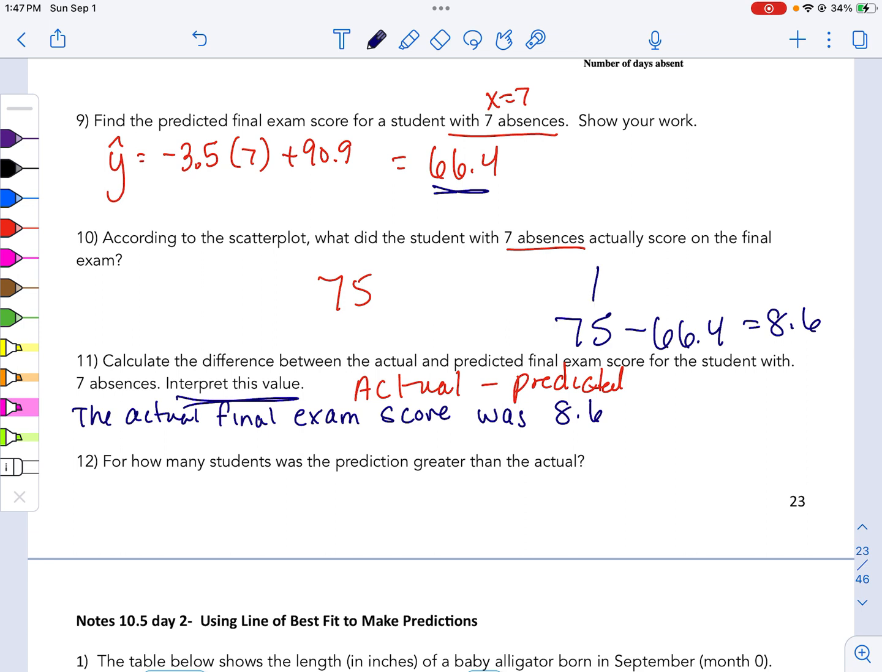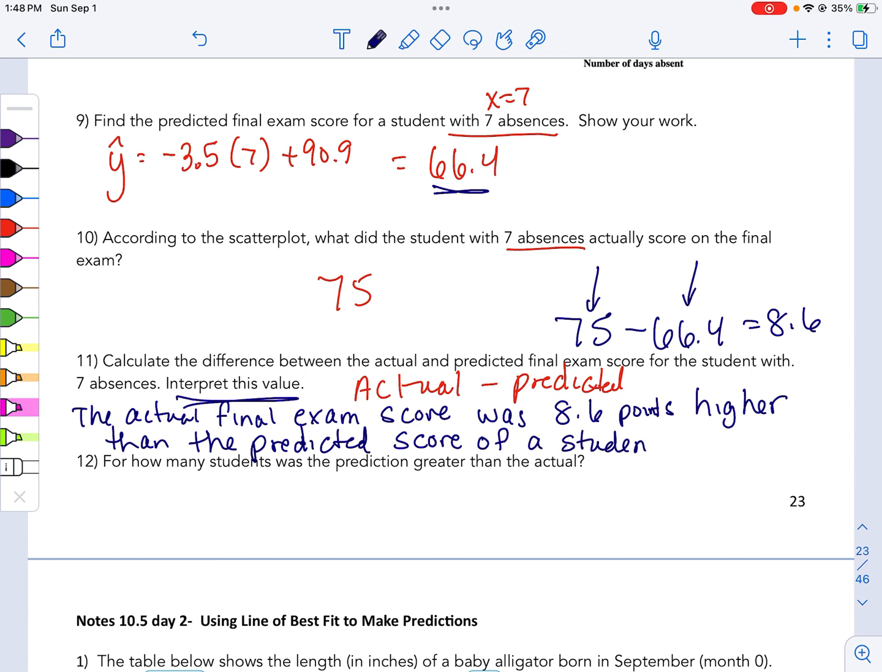And now was it below or was it above? Well, we know that they got a 75. We predicted they got a 66. So it was actually 8.6 points higher than the predicted score of a student, because that's our X context, right? Our X value, a student with 7 absences.